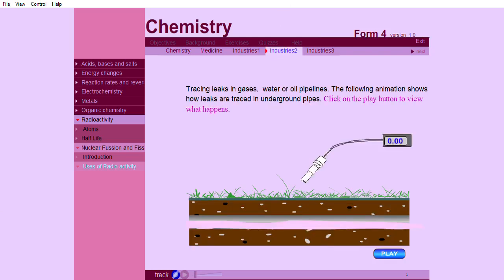Tracing leaks in gas, water, or oil pipelines. The following animation shows how leaks are traced in underground pipes. Click on the play button to view what happens.